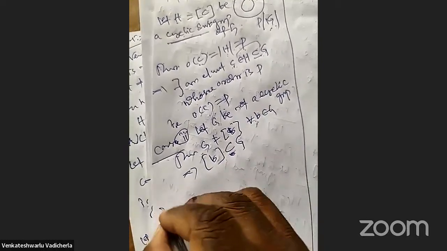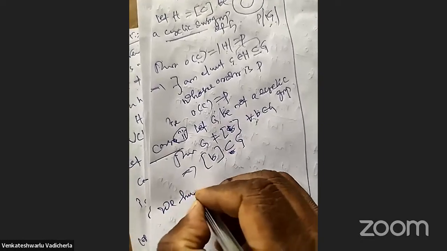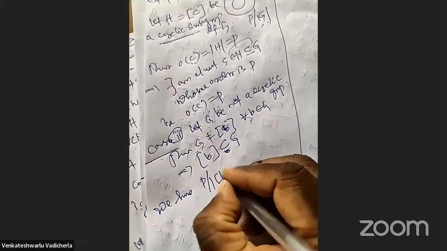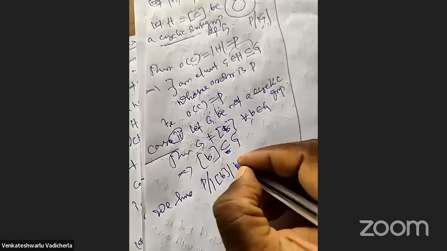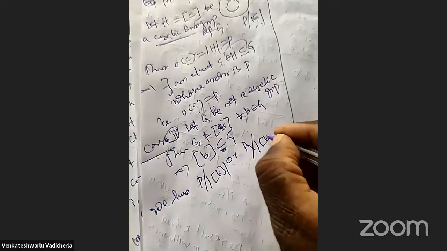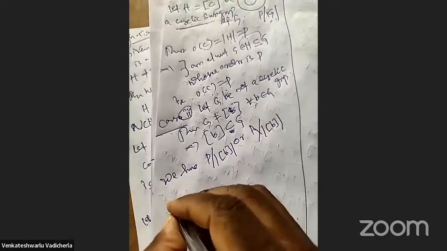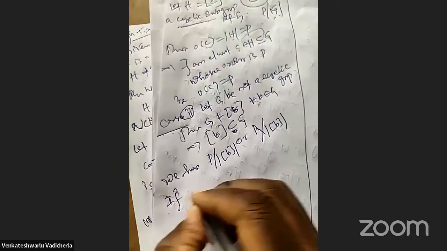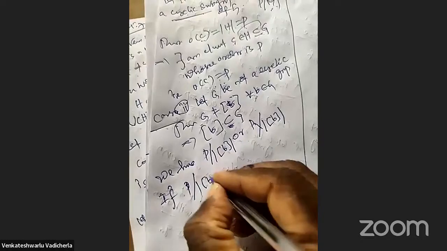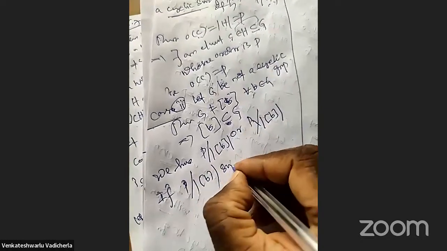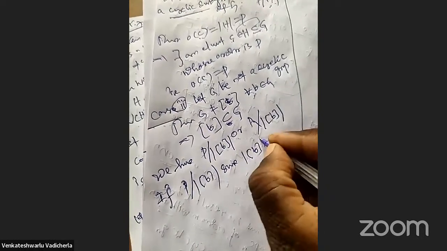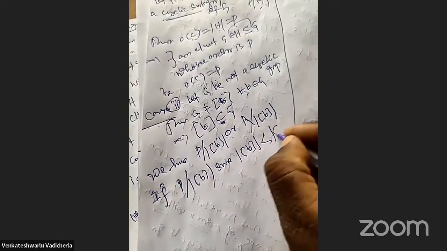For the proper subgroup generated by b, we have two cases. One case: p divides the order of the cyclic subgroup generated by b. Other case: p does not divide the order of the cyclic subgroup generated by b. So if p divides the order of the cyclic subgroup generated by b, then this is a group whose order is less than the order of G.